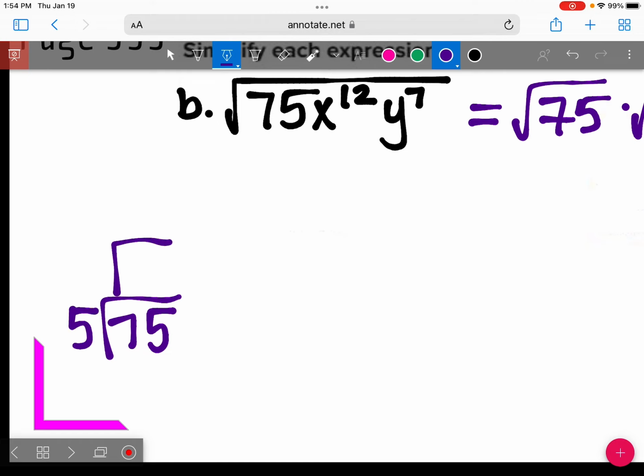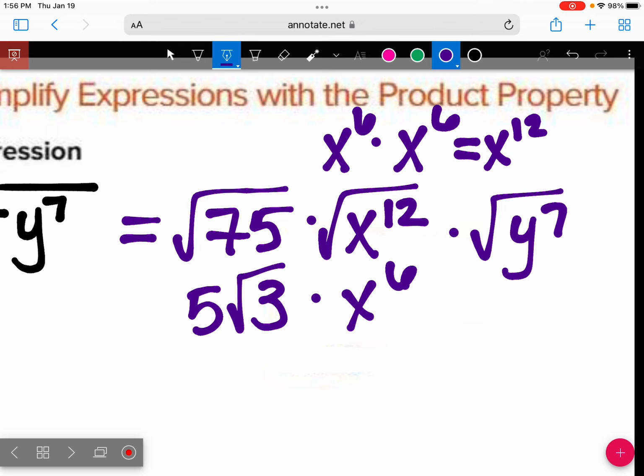All right, we're going to do this with the y as well. So y to the 7th. Is 7 equally divisible by 2? No, it's not. Yes, it is 3.5. But that's not what we want. Decimals. No, not right now. We want whole numbers, okay? So y to the 7th.